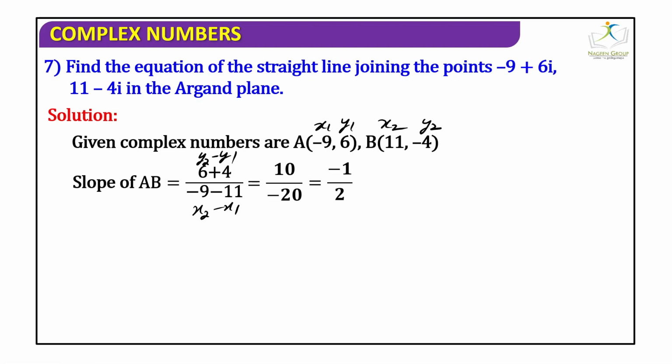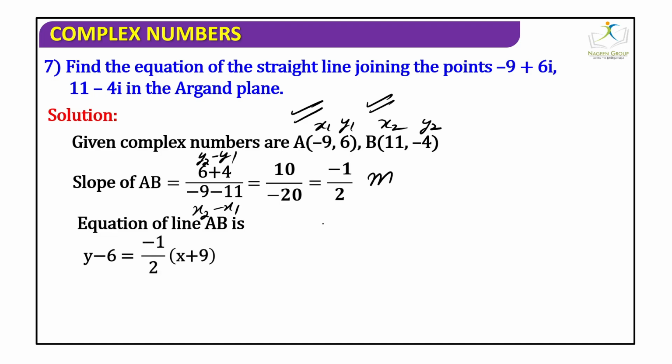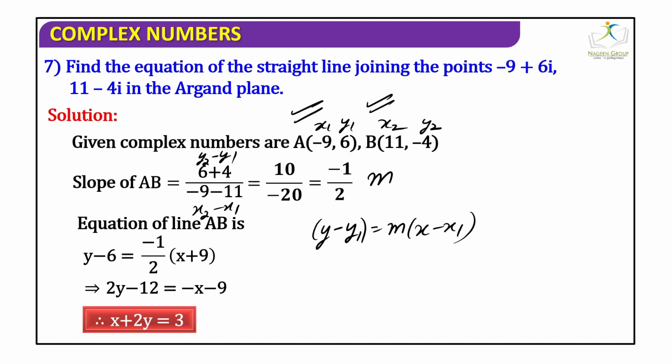Now if we have 2 points, A that is x1 y1 and B that is x2 y2, and we have a slope m, then what will be the equation of a straight line? We have a formula: y minus y1 equals m into x minus x1. y minus y1, which is 6 here, m is -1 by 2, x minus x1, which is -9. Now here 2y minus 12 is equal to minus of x plus 9, right? This will be equal to x plus 2y equal to 3. So this is the equation of a straight line.